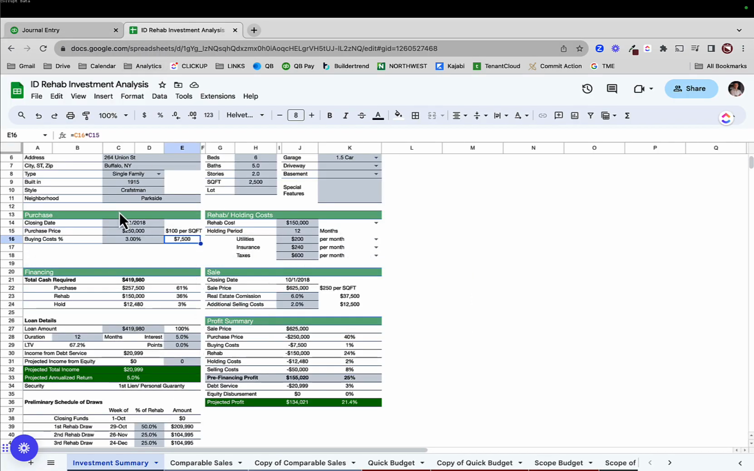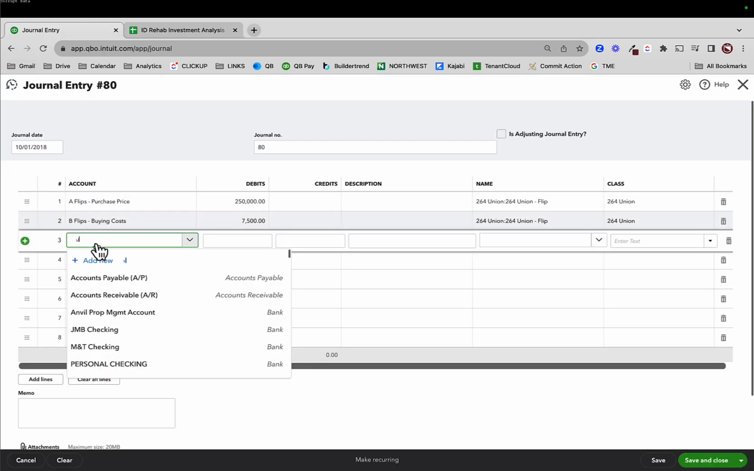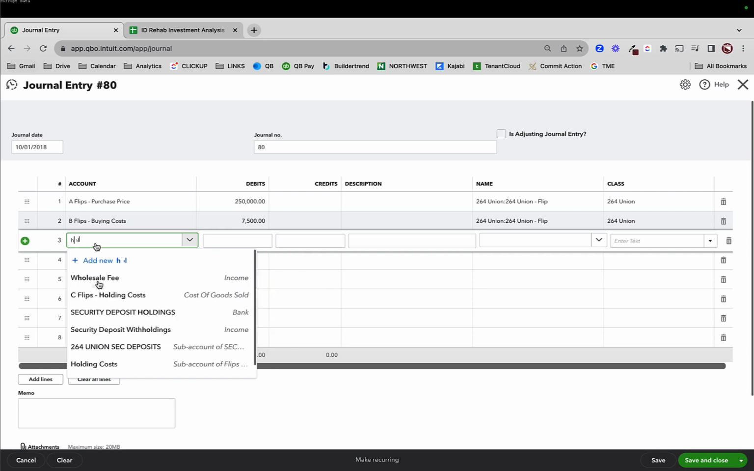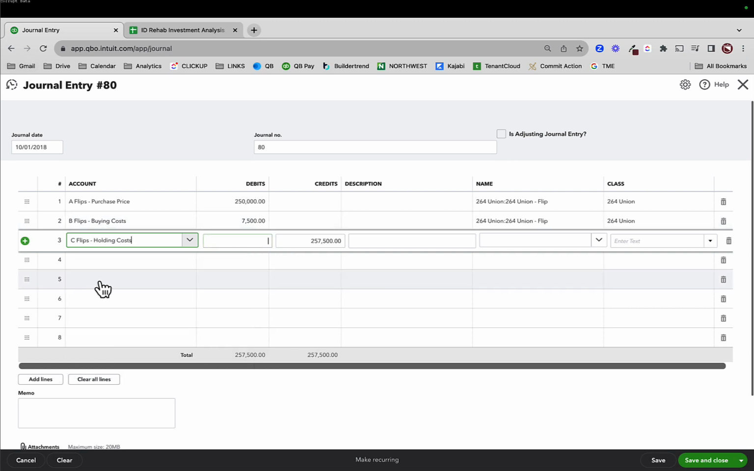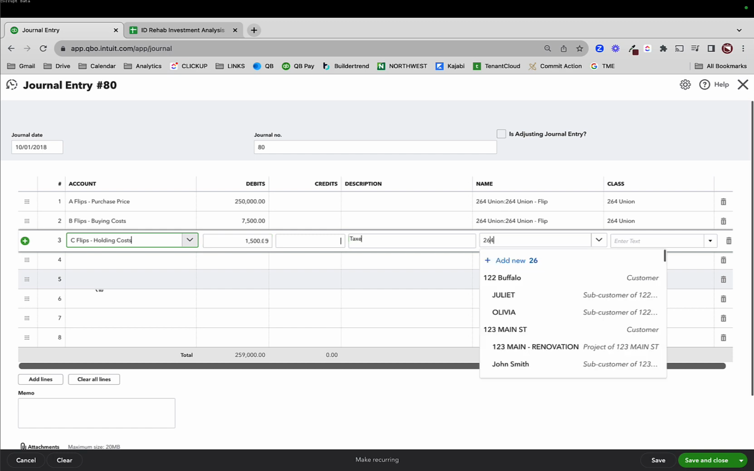Now, we might have some costs at the close of our purchase that are associated with holding costs. If you ever see that you owe some taxes or utilities at closing, that's very, very common. I would put those toward holding costs instead of buying costs. So we'll put those right here, holding costs. Let's say I owed some money on taxes, and you can put in the description there, taxes.